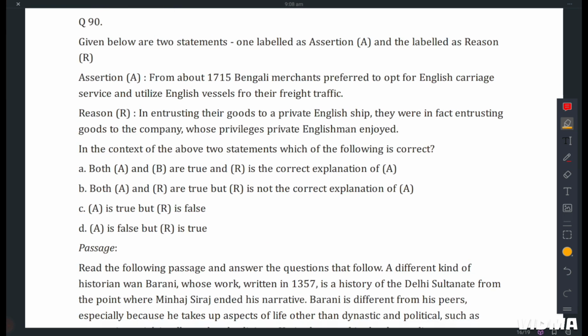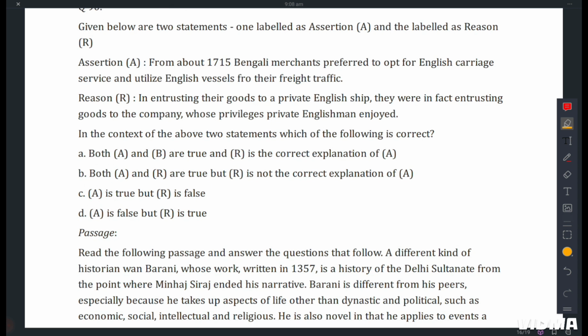Question number 90. Assertion reasoning. From about 1715, Bengali merchants preferred to opt for English carriage services and utilize English vessels through their freight traffic. Reason in entrusting their goods to a private English ship, there were in fact entrusting goods to company whose privileged private Englishmen enjoyed. Correct. Option A.